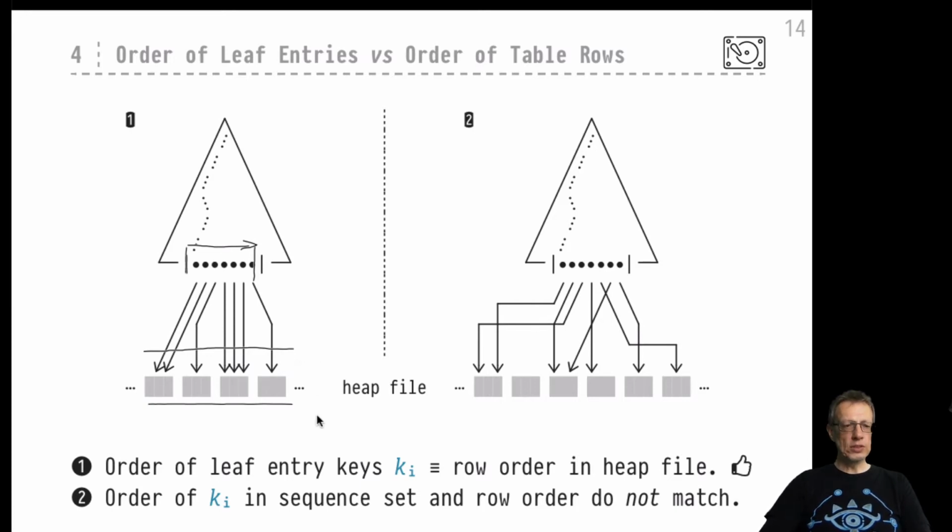Okay, and this is the situation of 1. Okay, this situation, thumbs up. The order of the leaf entries is the same as the row order in the heap file.